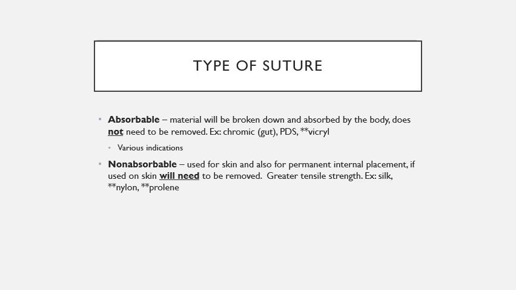Non-absorbable are used for skin and also for permanent internal placement. If used on the skin, they will need to be removed. They have greater tensile strength. Some examples are silk, nylon, and Prolene.